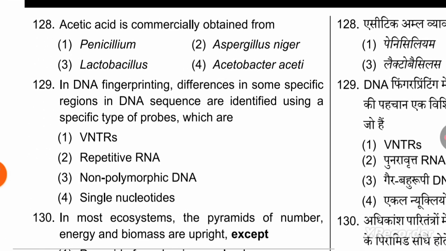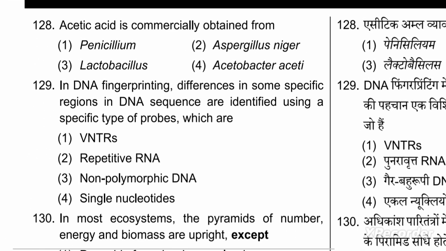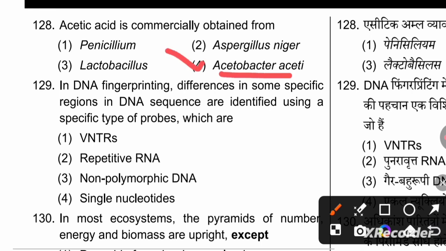Acetic acid is commonly obtained by Acetobacter aceti. In DNA fingerprinting, differences in some sequence regions in the DNA sequence are identified using a specific type of probes, which are called VNTR, variable number tandem repeat.